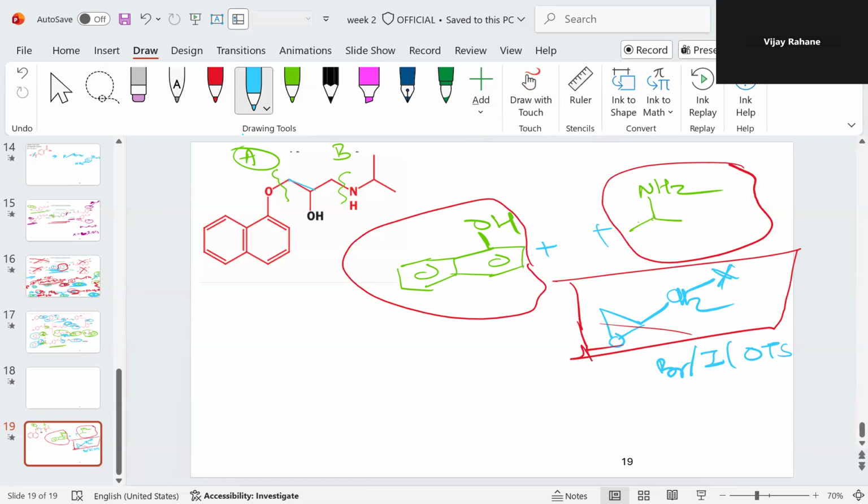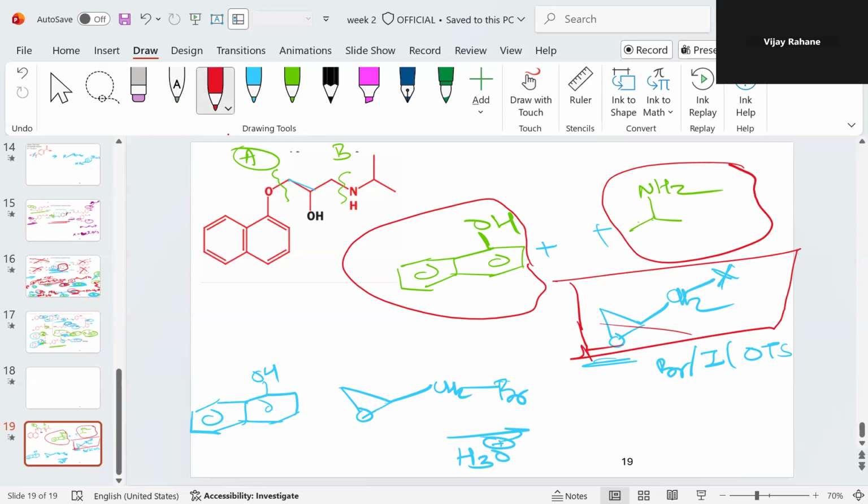So if you want to synthesize this molecule, where will you start your reaction? I will start the reaction with this alcohol. I will take this epoxide part, the epoxide with CH2Br, and in the presence of acid, H3O+, what will happen? This epoxide will be protonated, and this can become a good leaving group now.